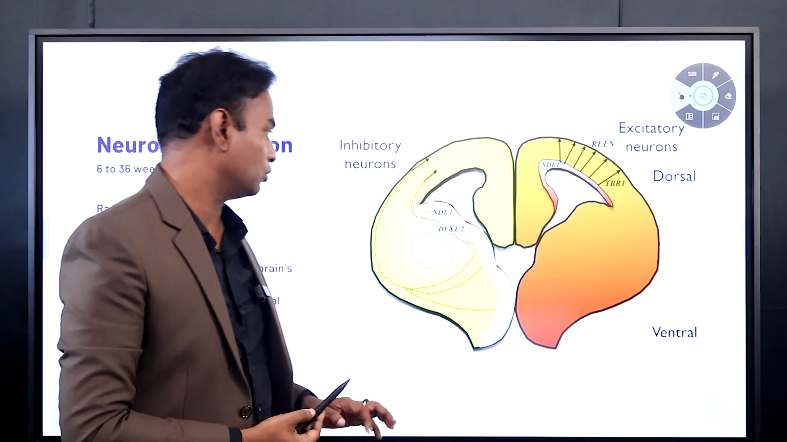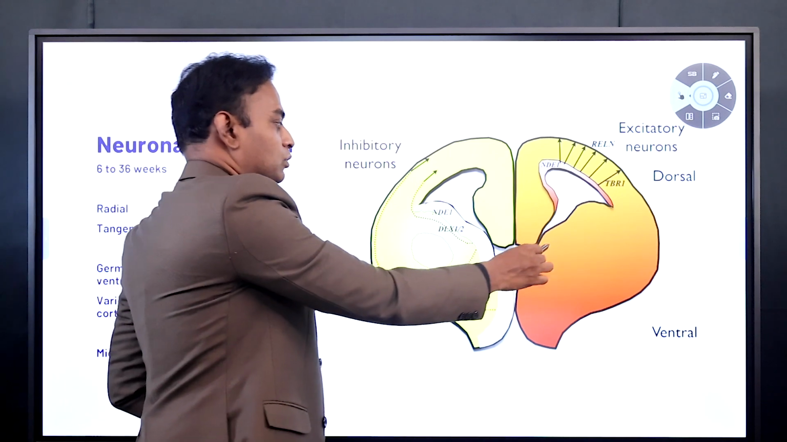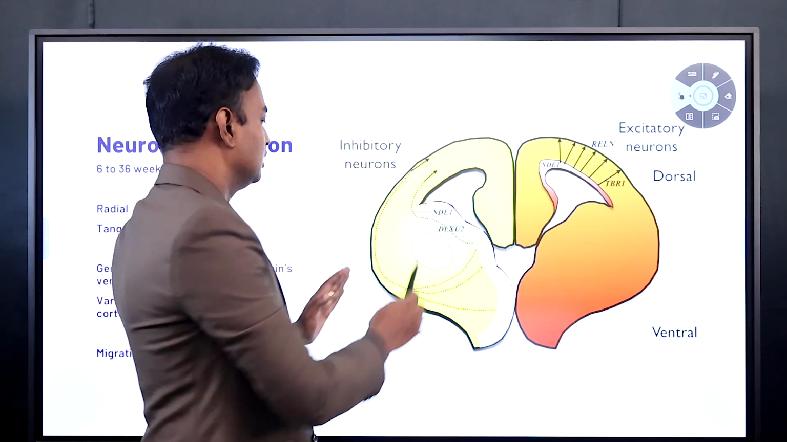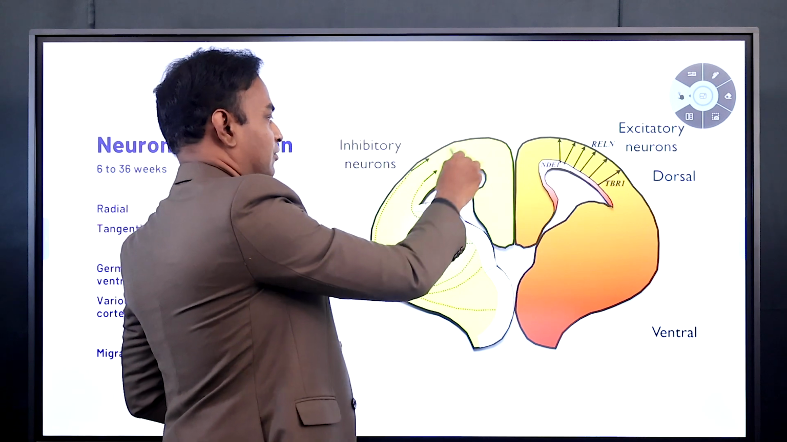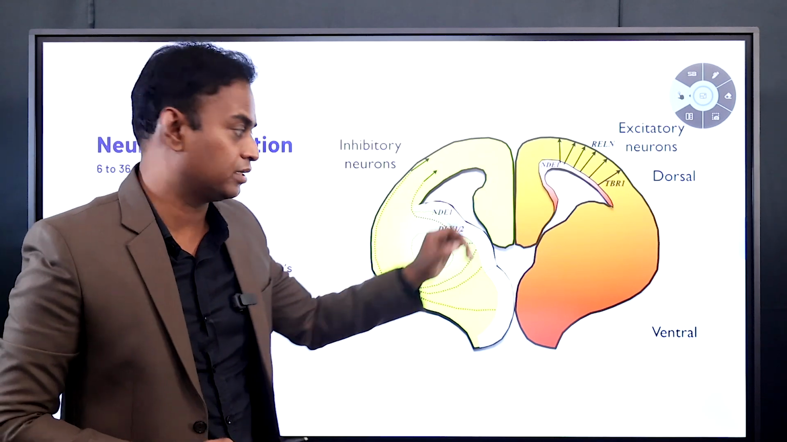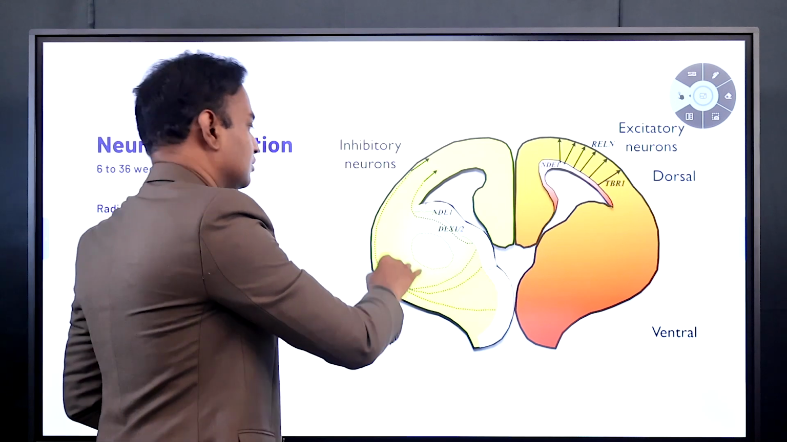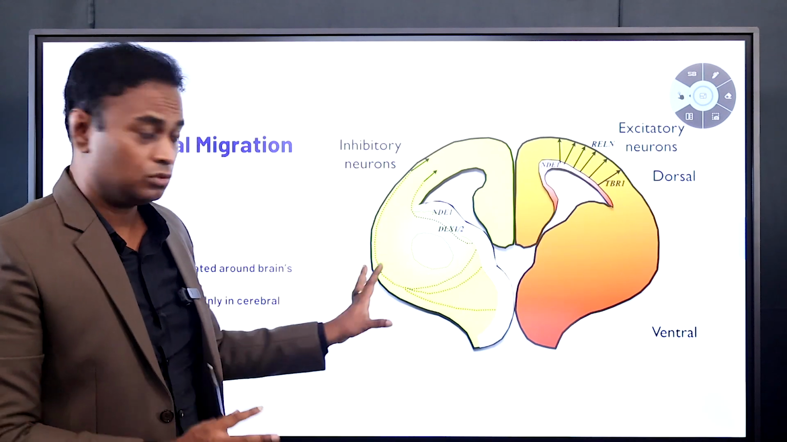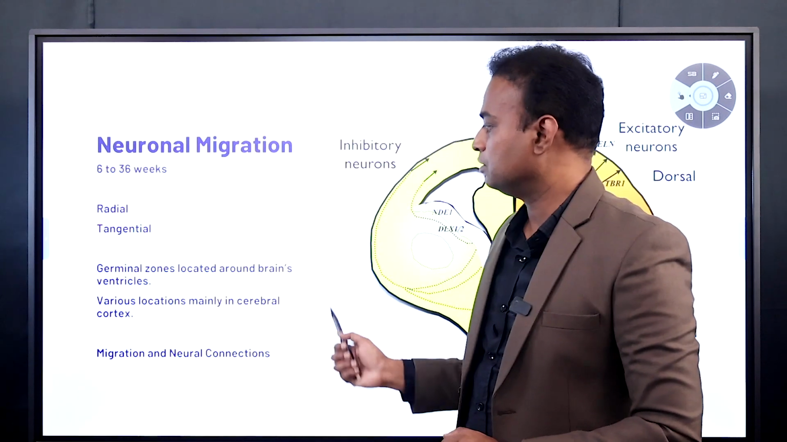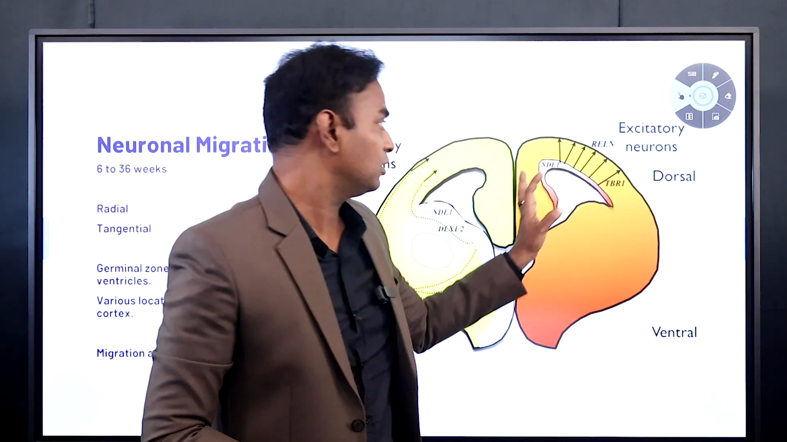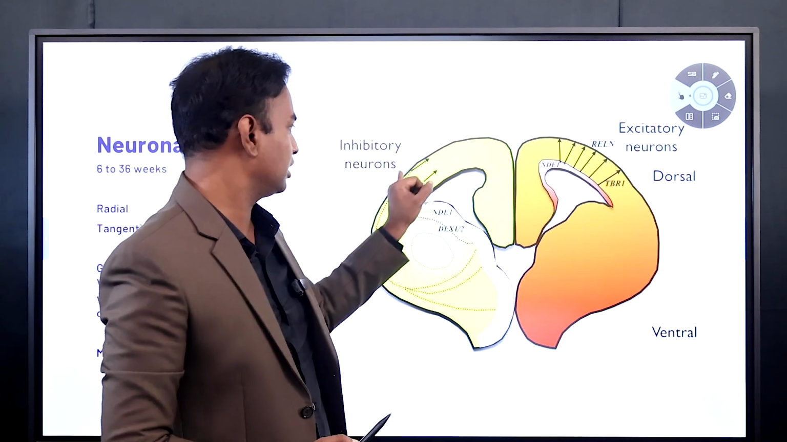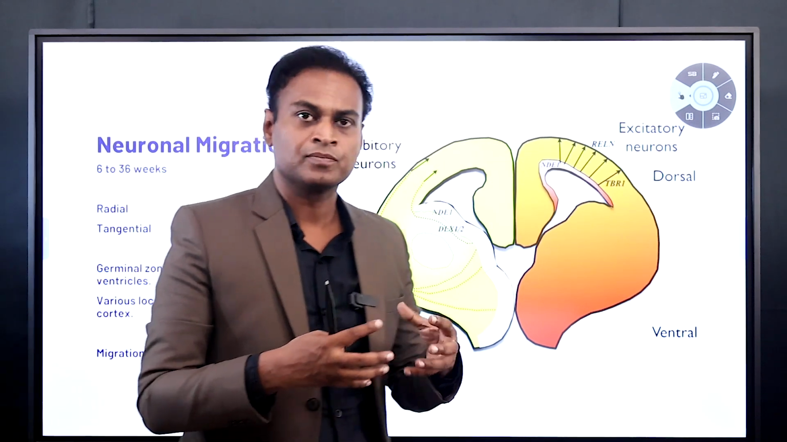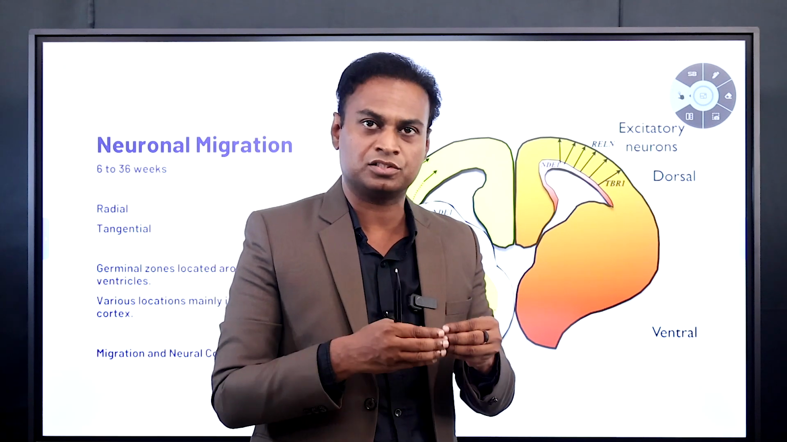There is one more migration known as tangential migration. The neurons that originate here, see here, okay, they move like this. They move parallel to the surface of the brain. This is known as tangential migration. Neurons that originate here will move along the surface, and those that originate here will move radially. So this is the thing, tangential migration and radial migration. Once they migrate to their places, they establish the connections. Okay, they will link different neurons and establish the connections.